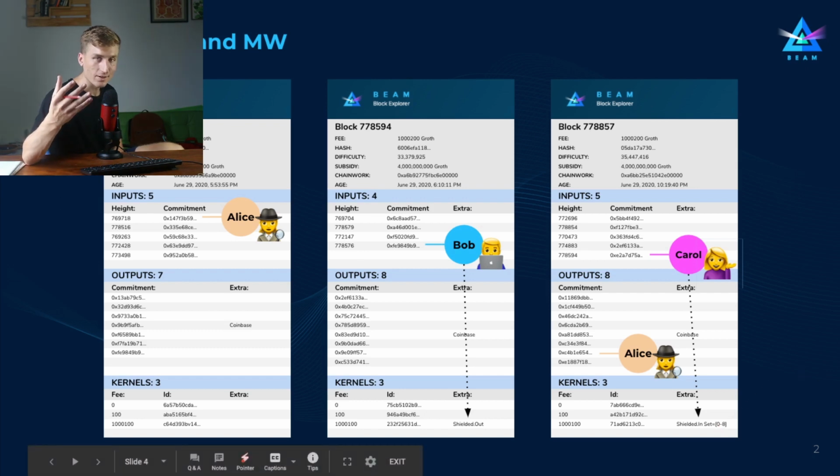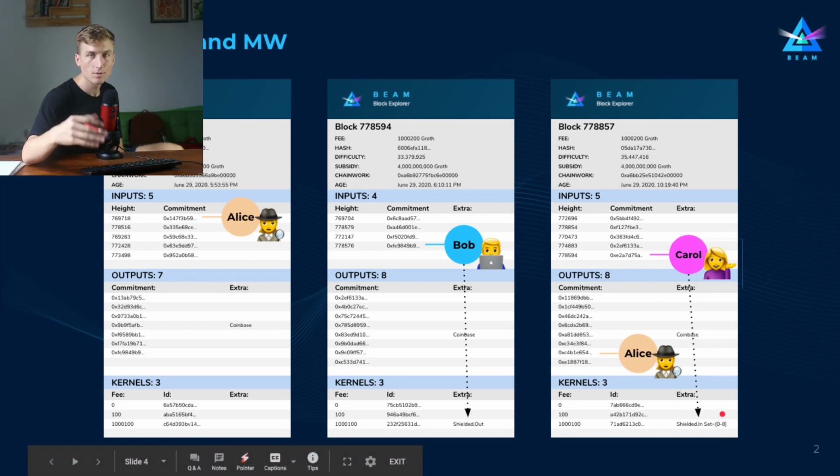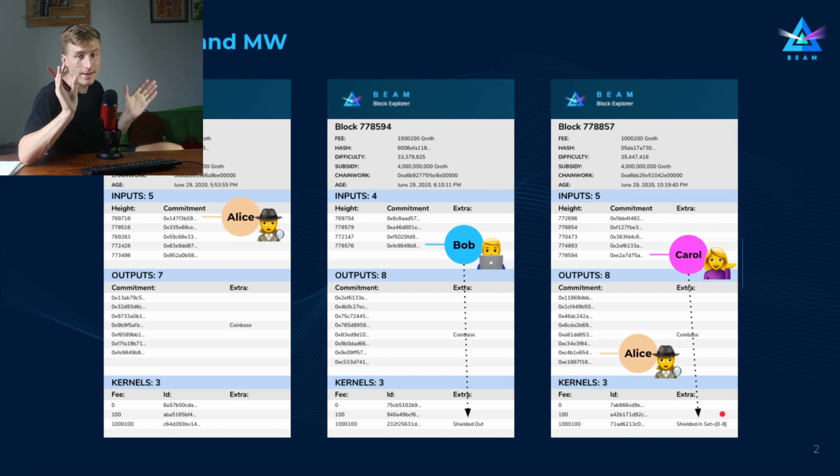And the magic here is that in order to spend, Carol doesn't need to link to a previous UTXO. She just links to a range in this shielded pool, which everybody knows about, and says one of these is mine. And that can be a range of up to 65,000.